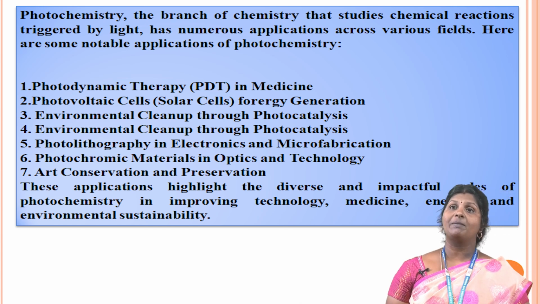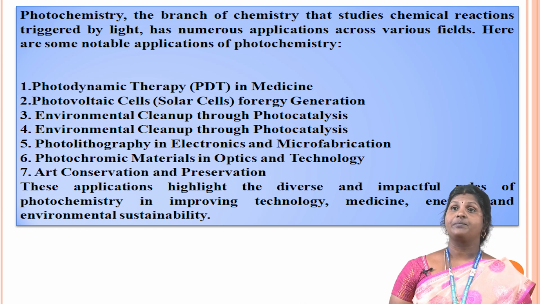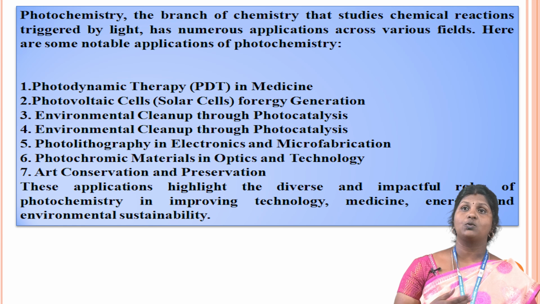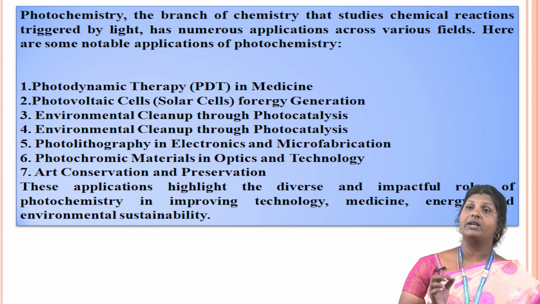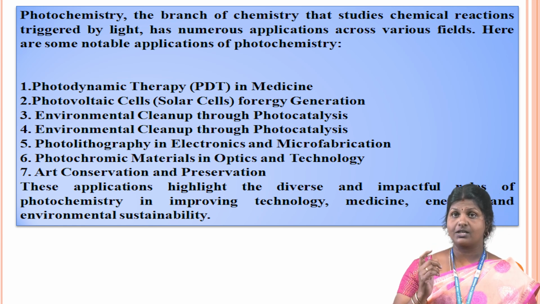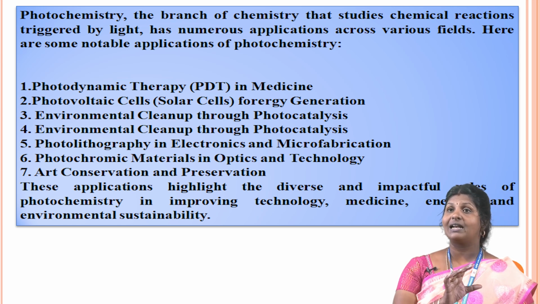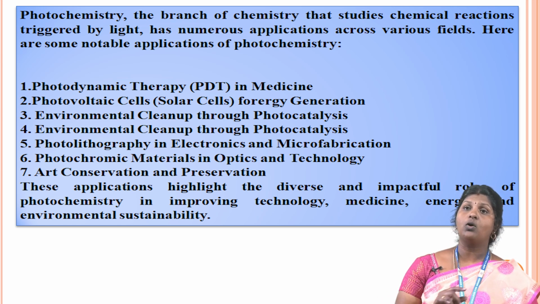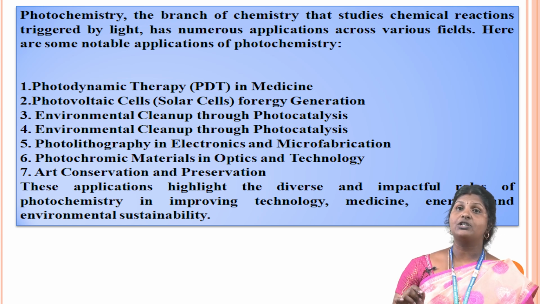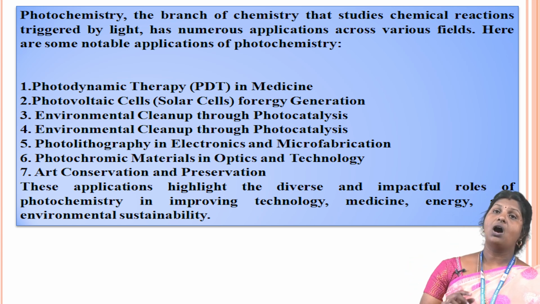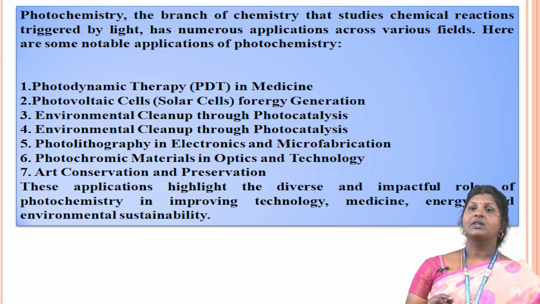Photochromic materials in optics and technology: a photochromic material changes color or optical property in response to light, making them useful in applications such as eyeglasses, smart windows and sensors. The lenses adjust to varying light conditions, and photochromic coatings are used in smart windows that can dynamically control light transmission. Then art, conservation and preservation.